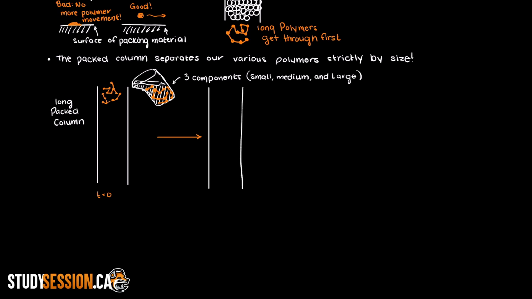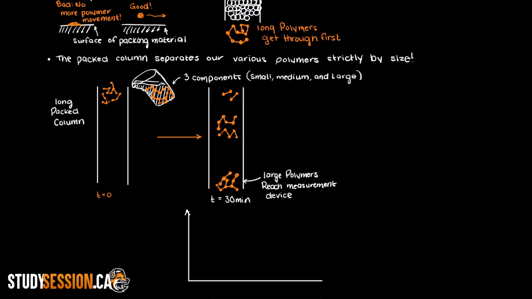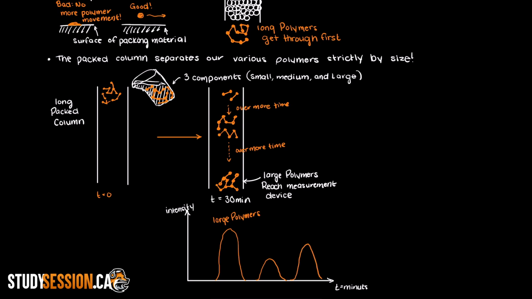Then, over time, we would notice that the larger polymers approach our measurement device first. Our measurement device could be a spectrophotometer, for example, and we would get an intensity peak, say something like this. Then eventually, over time, our medium polymer approaches the reader, and we would get a second peak. And the same would eventually happen for our smallest polymer. These three distinct intensity peaks can help us analyze the composition of our polymer sample, which is great not only for research and development of understanding our product, but also ensuring the quality control of our product is good.